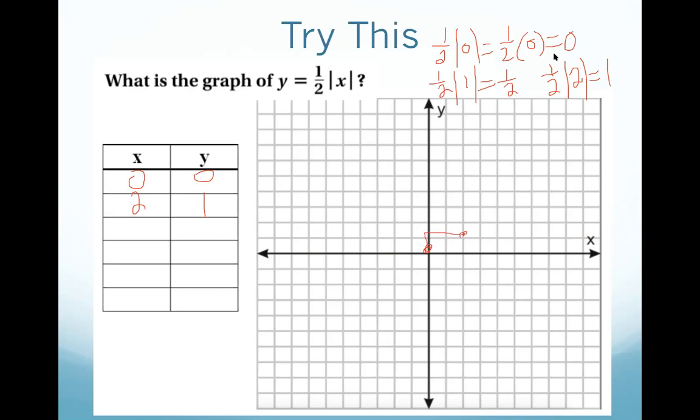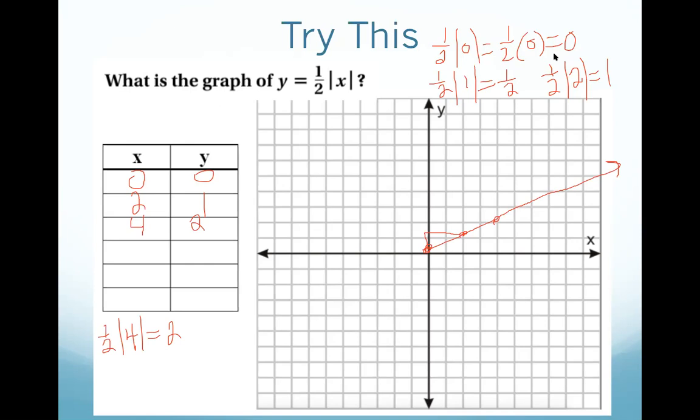So let's try 4. 1/2 times the absolute value of 4. Absolute value of 4 is 4. 1/2 times 4 is 2. Oh, it worked. Okay, so here is going to be approximately my line.